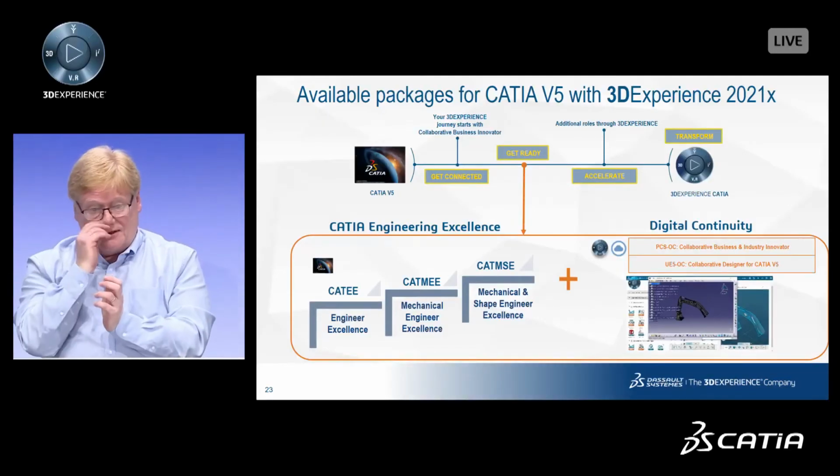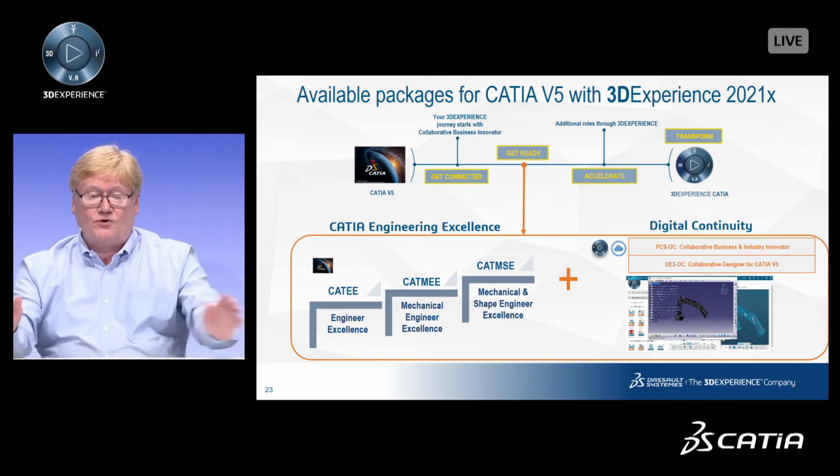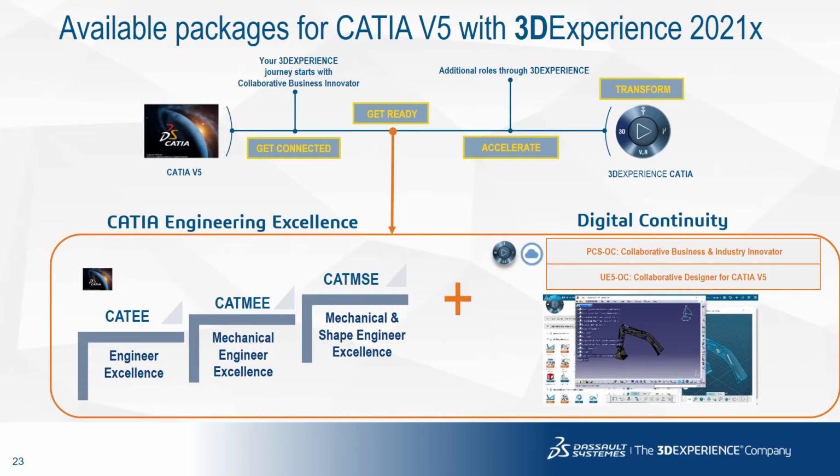So at an overview level, if you're a CATIA version 5 user today, you've seen our 4 steps: get connected, get ready, accelerate, and transform. And we have, particularly in the get connected and get ready components, the ability to have 3 scaled packages which deliver increasing richness of functionality.